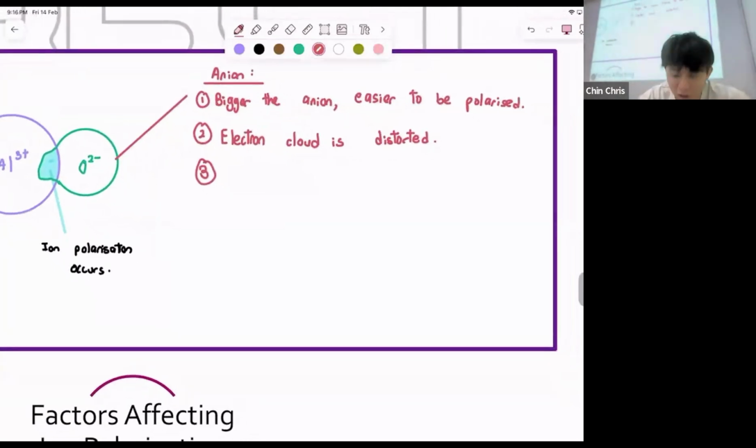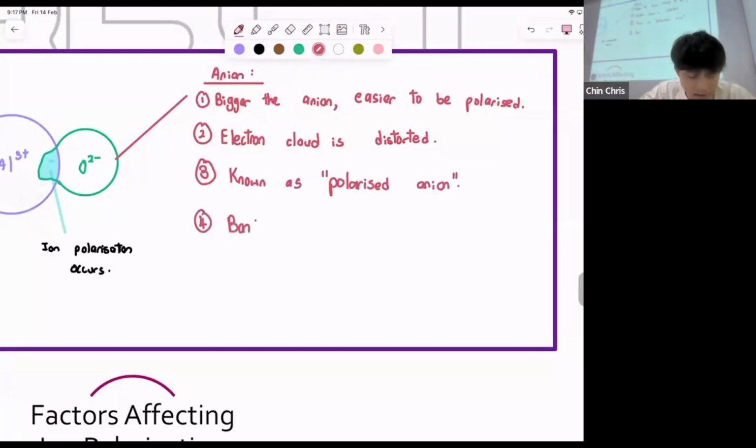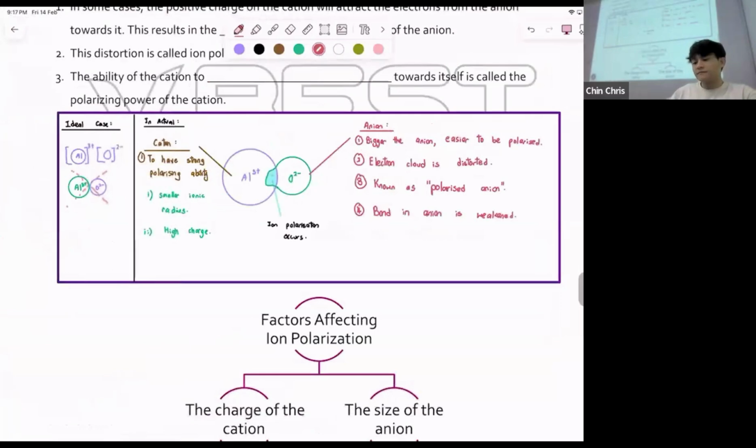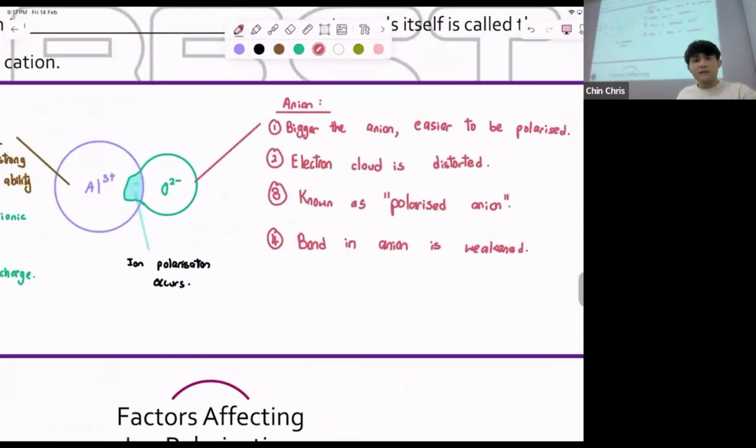Okay, electron cloud is distorted. So this is also known as a polarized anion. So guys, when anion is being polarized, the bond in the anion is weakened. That's it. Polarized means being pulled. Okay, polarized means pull. You don't need to define that. The definition is out of the syllabus.